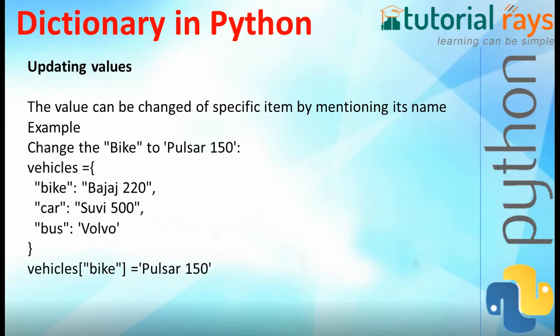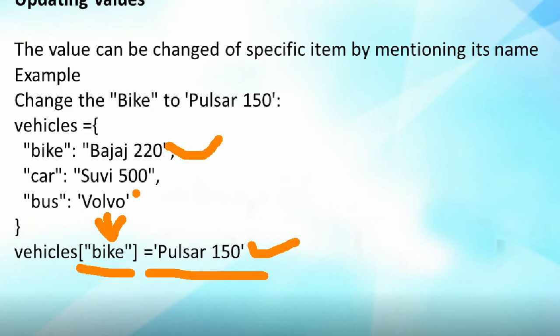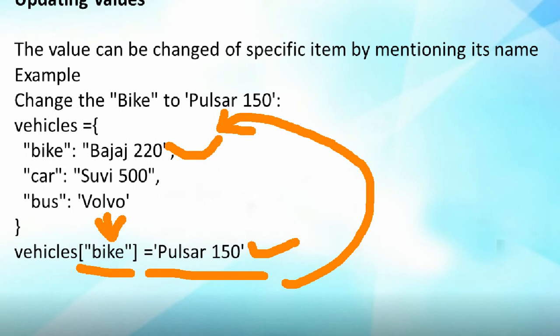And this one is updating a dictionary value in Python. The value can be changed for a specific item by mentioning its name, like the key. For example, if you want to update bike with Pulsar 150, in that case you need to pass vehicles, then the key here, and then you need to pass the name. So in place of this, now the value will be Pulsar 150.